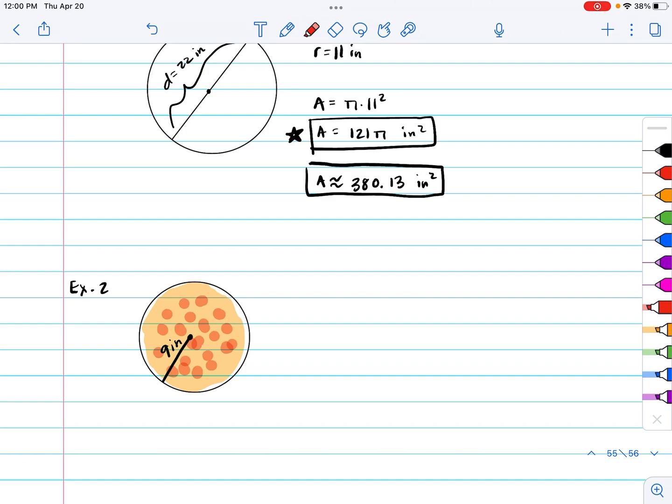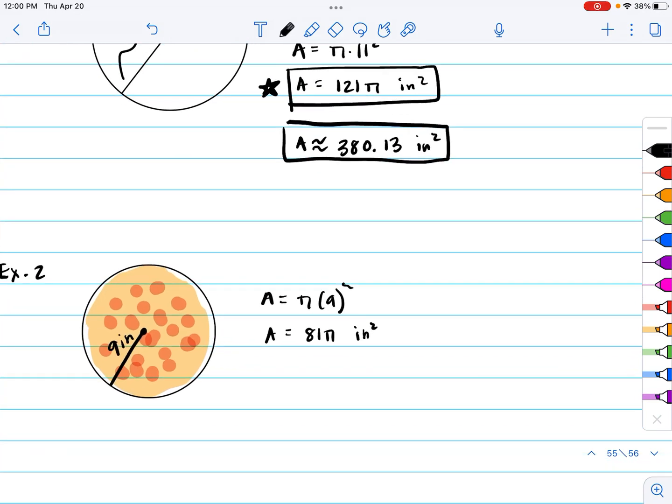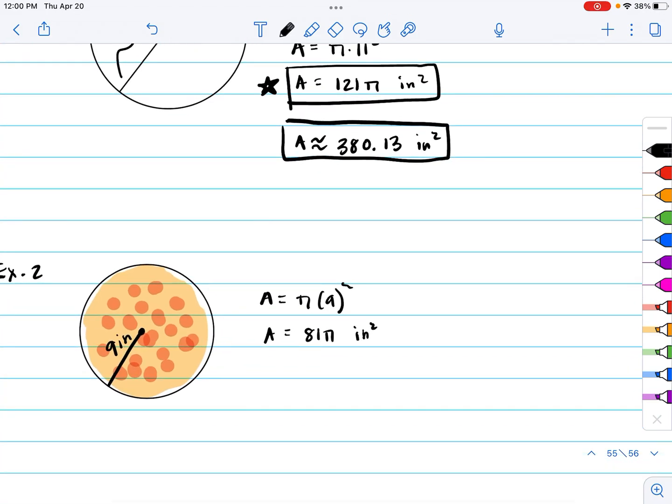Okay? And we could always find the area of this entire pizza. So area would be equal to pi times radius of 9 squared, which is, area is then equal to 81 pi inches squared. But that's the entire pizza.